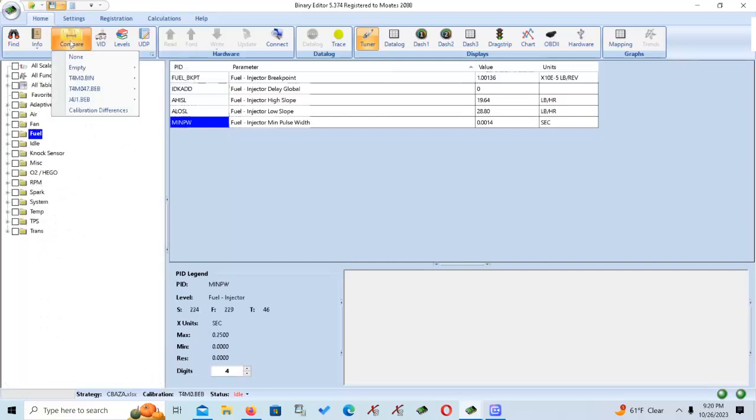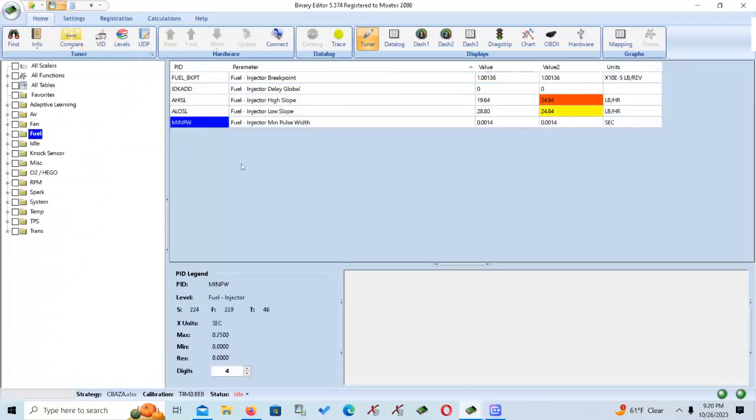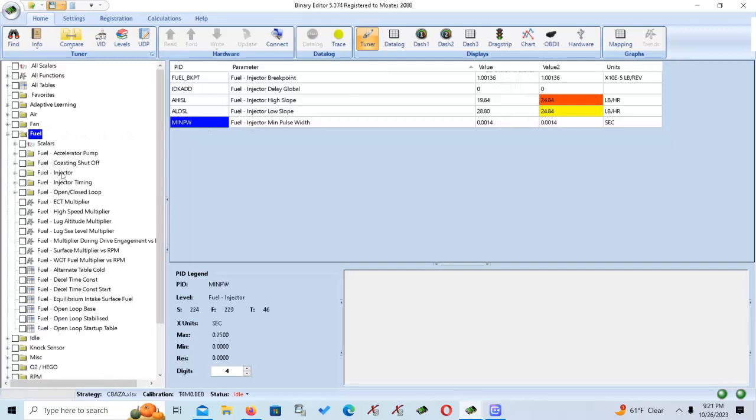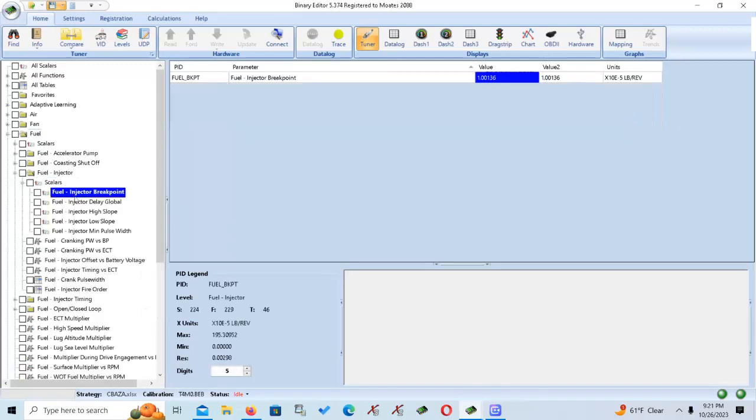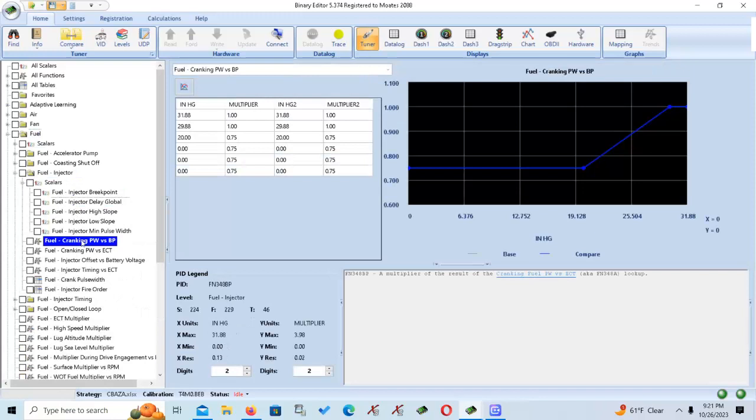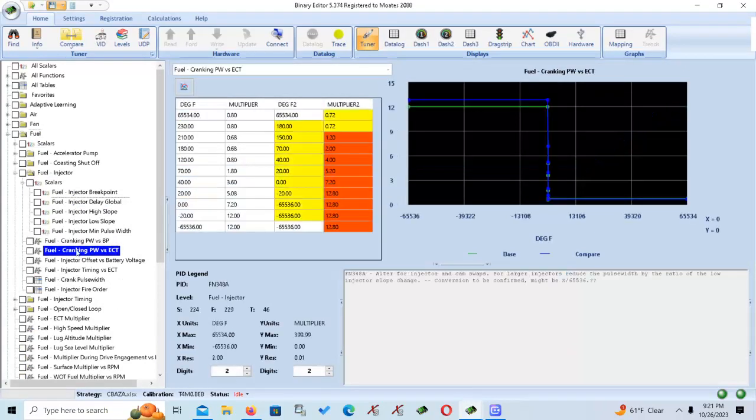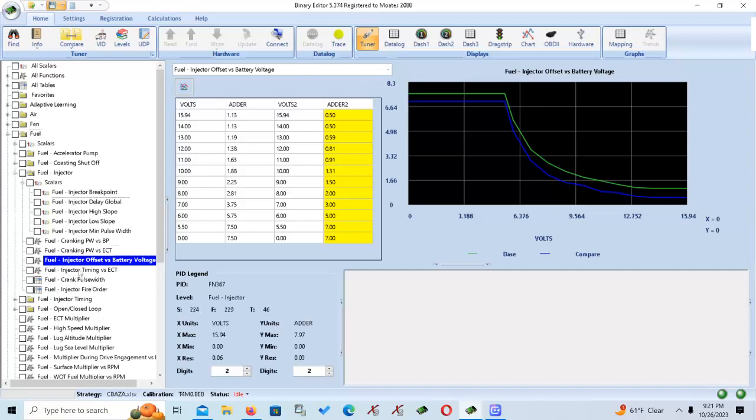And I'm going to compare that with the J4 J1 Cobra. You can see it has 24-pound injectors. Minimum pulse width matches, and that's an important number to remember. Break point's the same. All of that's the same. Cranking pulse width, barometric pressure is the same. Cranking pulse width for engine coolant temps is different. Not too bad, but different. Voltage offsets will always be different.